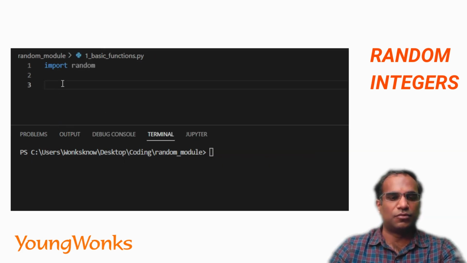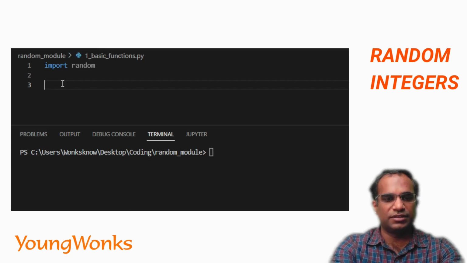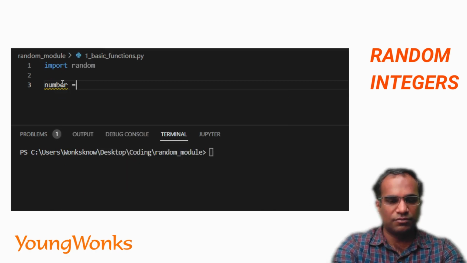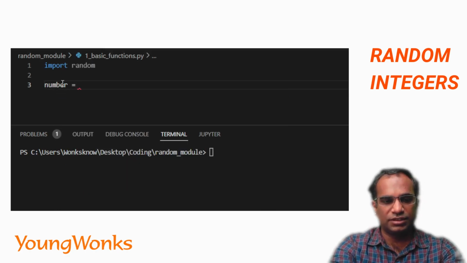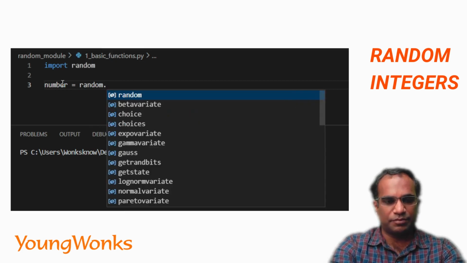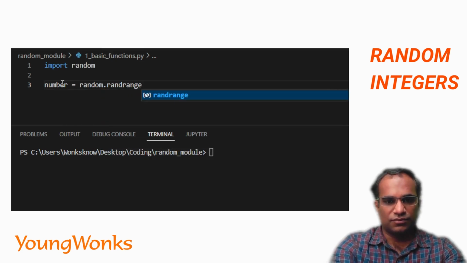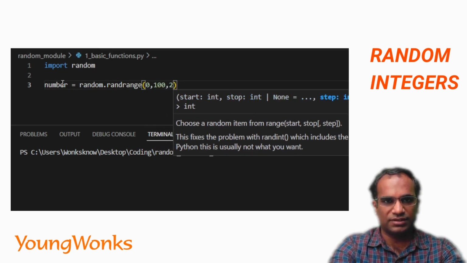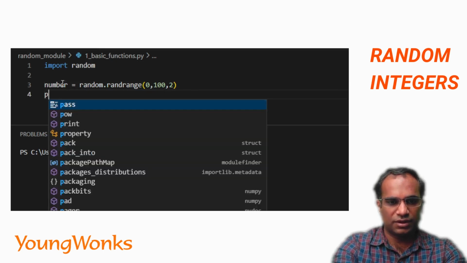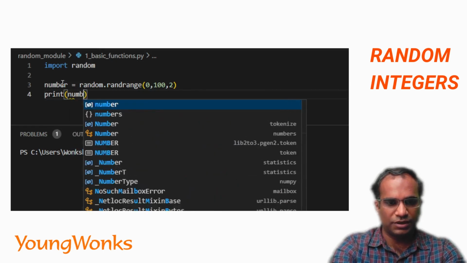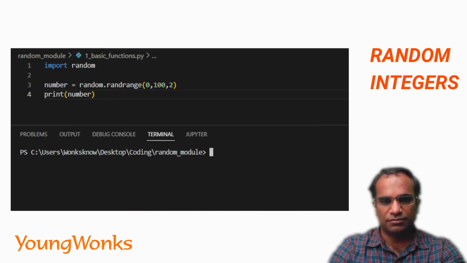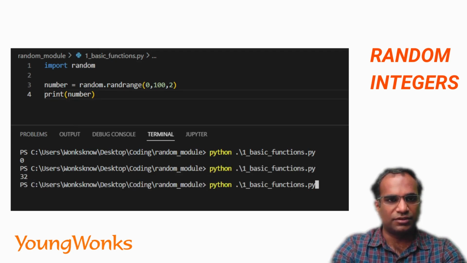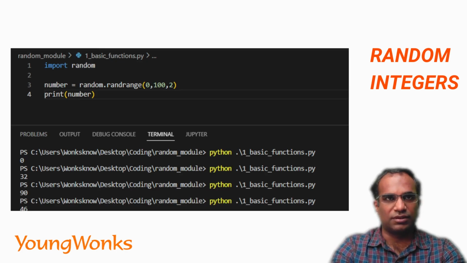Another random module function that provides us with a random integer is randrange. Here we can specify two arguments specifying the range, and additionally also specify the step. So for example, if I were to get only even numbers between 0 and 100, I can specify a step of 2. And if I take a look at this number, I will repeatedly see some even numbers between this range. So 0, this time is 32, 90, and so on.